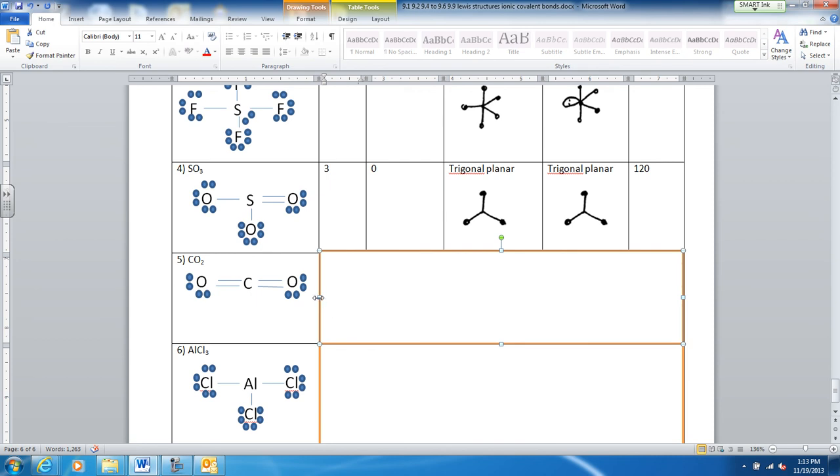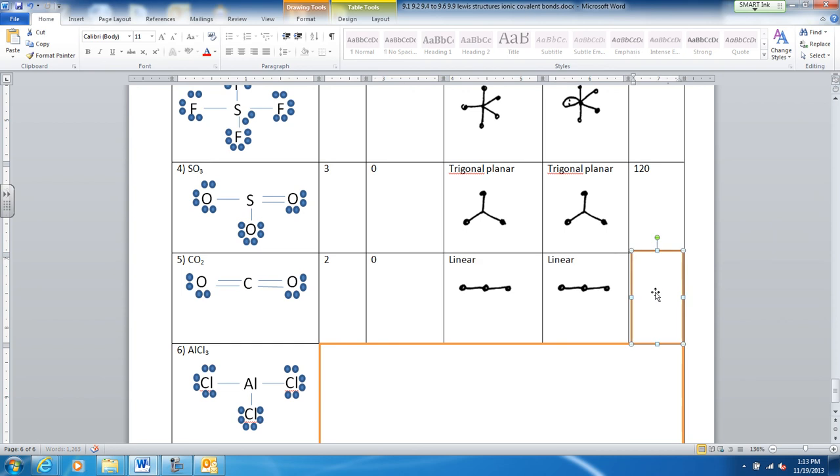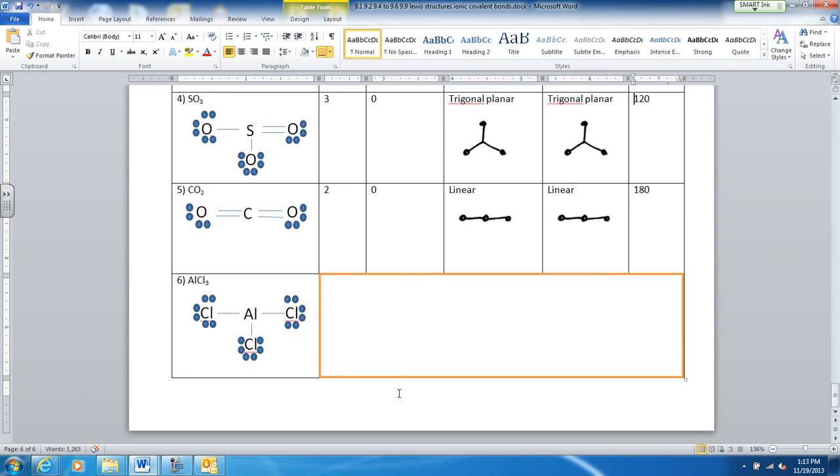CO2, 2 atoms are bonded to the central atom. There are no lone pairs. So the farthest apart that these 2 areas of electrons could get would be to form a line. If you look in your chart, you'll see this one's linear, and they're both the same. And the angle, what's the bond angle from here to here? You should know for a line, 180.